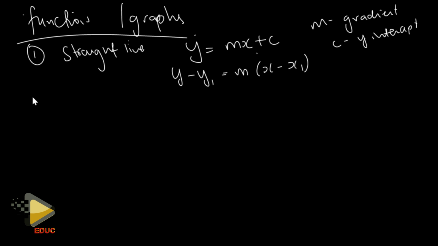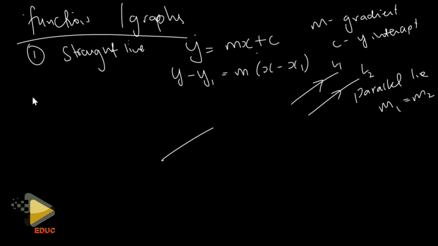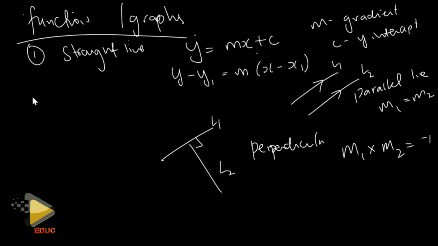Now, we know that for as long as lines are parallel, okay, line 1 and then line 2, so for parallel lines, m1 must be the same as m2. And then for perpendicular lines, this is line 1 and line 2, this is perpendicular. We know that m1 times m2 must give us negative 1. That is to do with a straight line. You need to know at least how to determine the y-intercept.